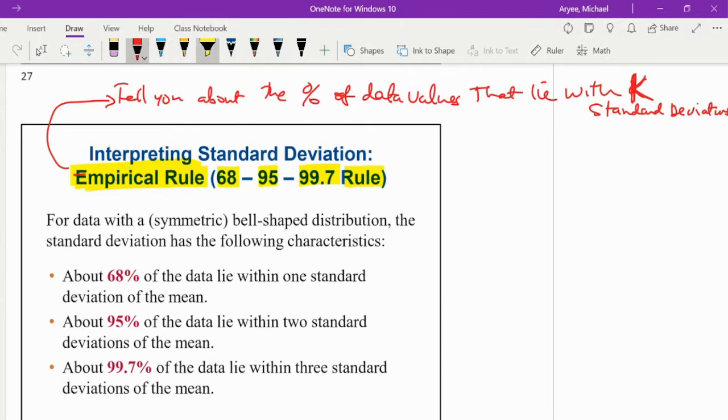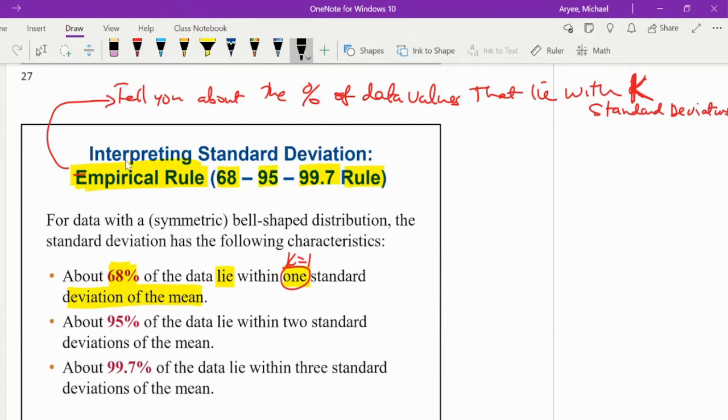The first rule of the empirical rule says that 68% of your data would lie within one standard deviation of the mean. So 1 here means your k is equal to 1. Now, when we say within one standard deviation, this is what we mean.